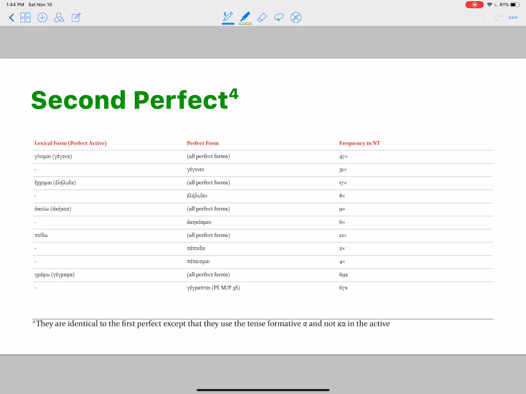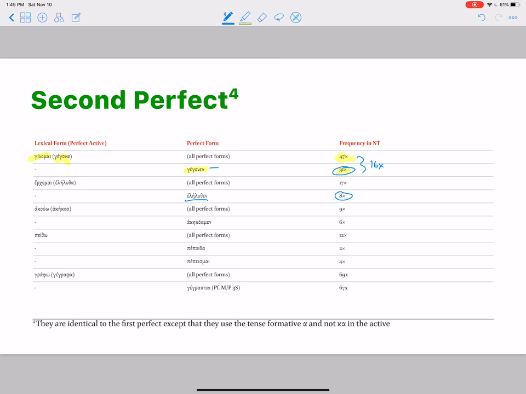So I'm not going to have you learn the paradigm for this, but I want to point out some of the most common ones. So ginomai, I have the perfect active here. And the most popular one is this third person singular, gegonen, and you'll see that one happen 31 times in the New Testament. But there's only 47 times that it happens in the perfect overall. So there's only 16 times that it doesn't happen in this third person singular. So I just put the form here. Same with erchomai. Now remember, erchomai has several weird principal parts. So you get eleluthen. That only happens 8 times.